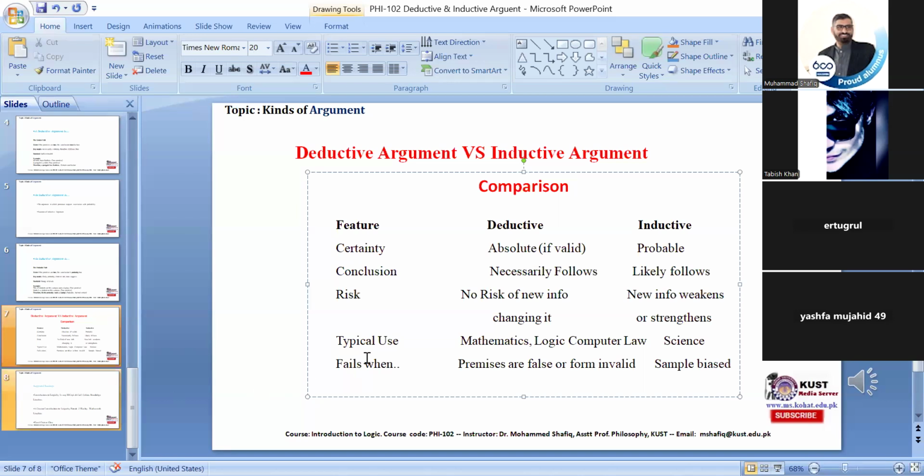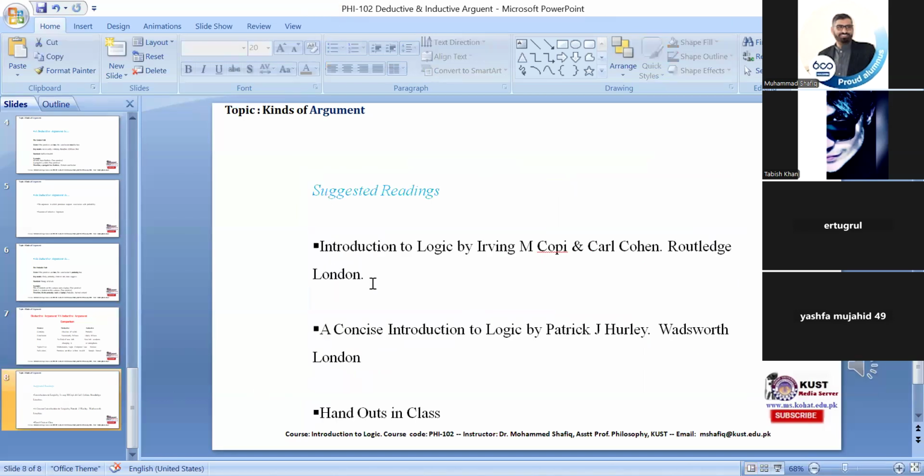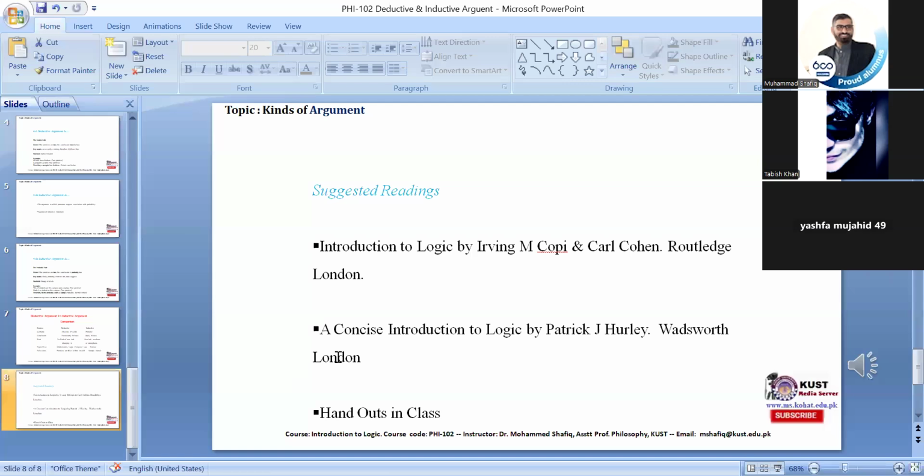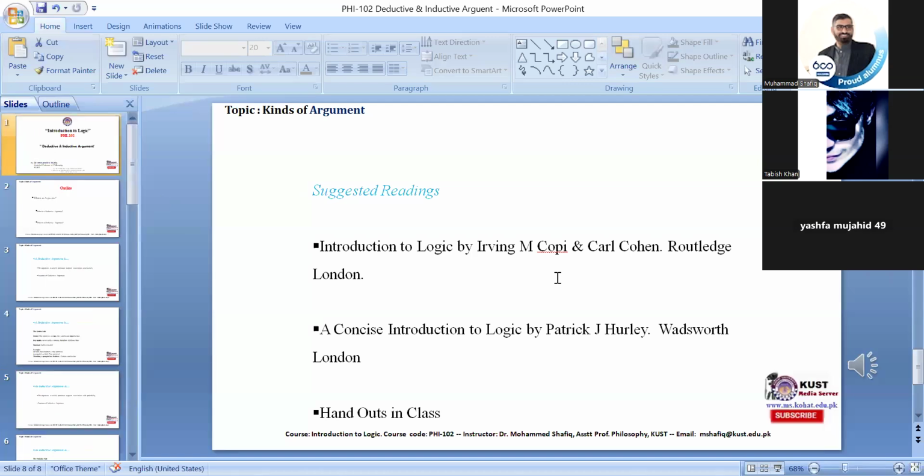And finally, again, these two books are very handy for these topics. One is Introduction to Logic by Copi and Cohen. The other one is Concise Introduction by Hurley. And also, I have provided you with the PDF files, in which it has been explained very simply. Now, at the end, if you have any questions, you can ask me before we wind up today's lecture. Thank you.